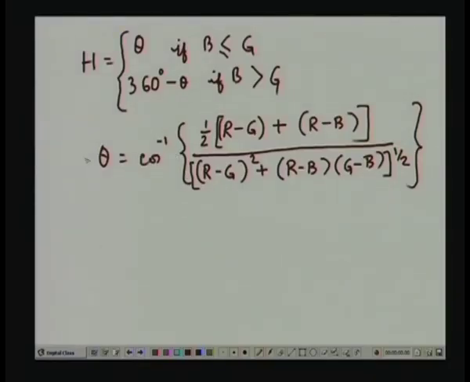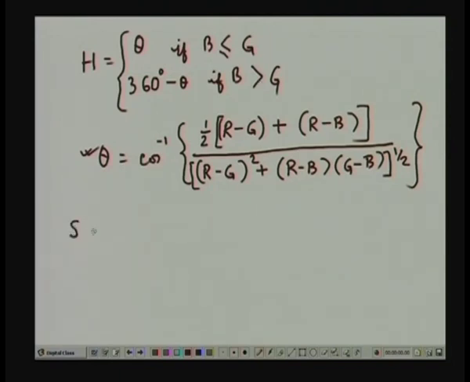So, from this R, G and B component, we can compute the value of theta following this expression, and from this theta we can find out the hue component in the HSI space as hue will be equal to theta if blue component is less than or equal to green component, and hue will be equal to 360 degree minus theta if blue component is greater than green component.